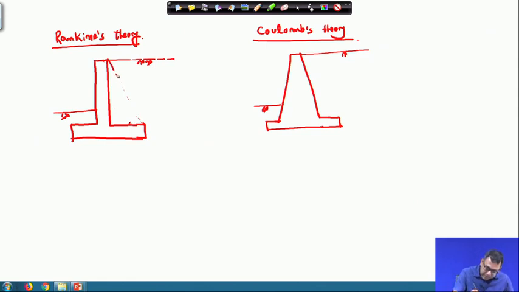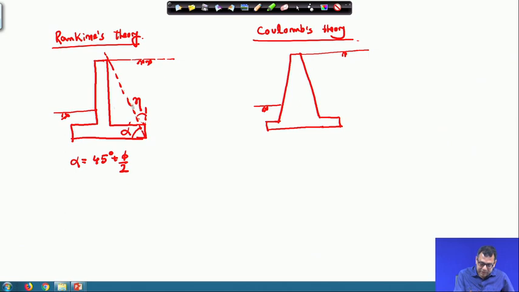So, this is a line that will go up to here, and this is the point alpha, and this is the eta. Okay. So, you check that your alpha value is 45 degree plus phi by 2. Okay. So, that means you can apply Rankine's theory if this line passes within the backfill, or this is the limit.